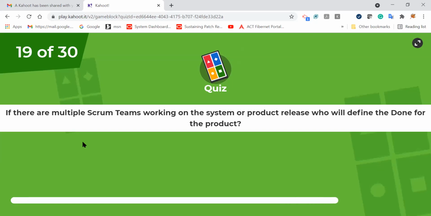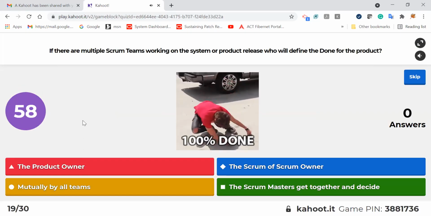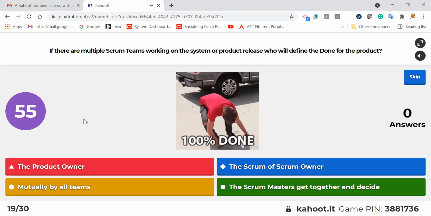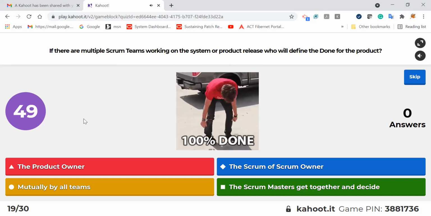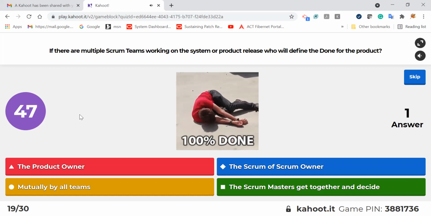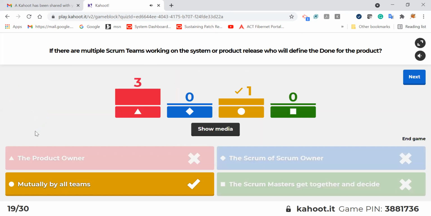If there are multiple Scrum teams working on the system or product release, who will define the done for the product? This is nothing but the definition of done, DOD. Product owner. I see a majority of folks selected product owner. No, it's not, because user stories only will be defined by a product owner, and the respective acceptance criteria.